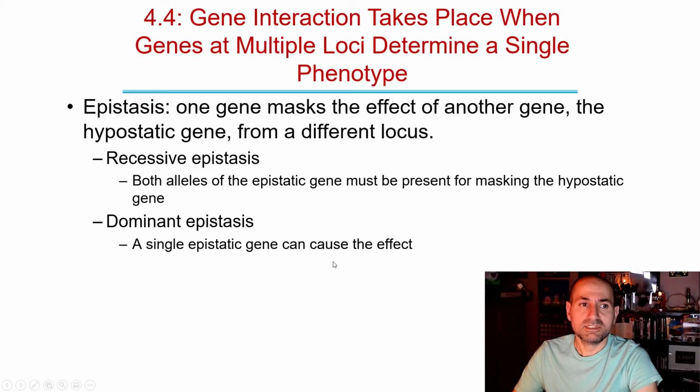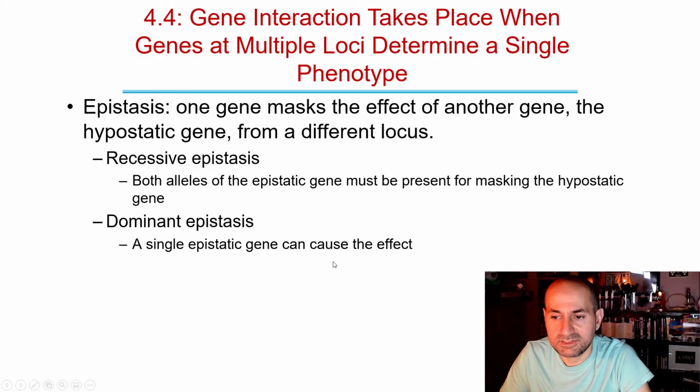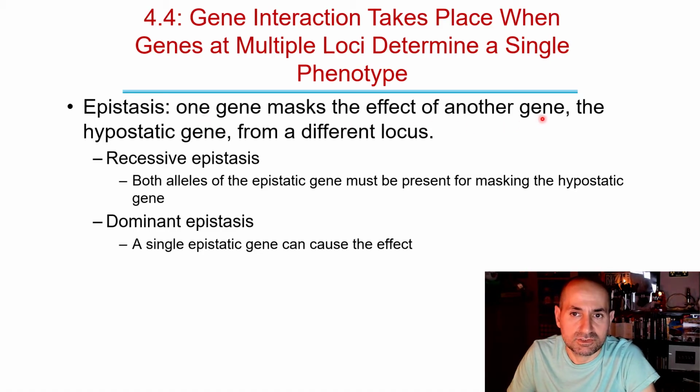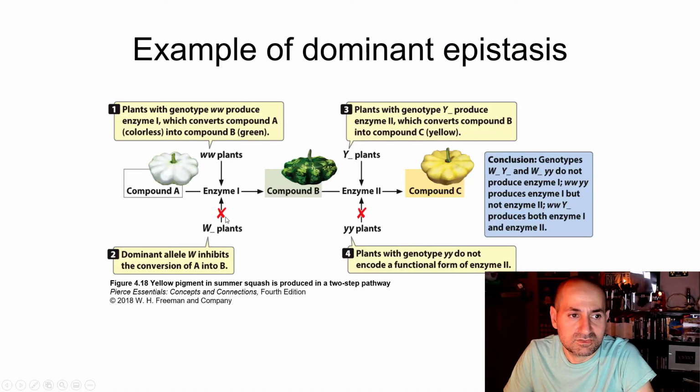Okay, now let's take a look at a different example. Let's look at epistasis. This is where one gene masks, not works with, not interacts with, but one gene masks the effect of another gene, the hypostatic gene. So the epistatic gene is the one that does the masking. The hypostatic gene is the one that gets masked. And you can have recessive epistasis, or you could have dominant epistasis. So let's take a look at dominant epistasis.